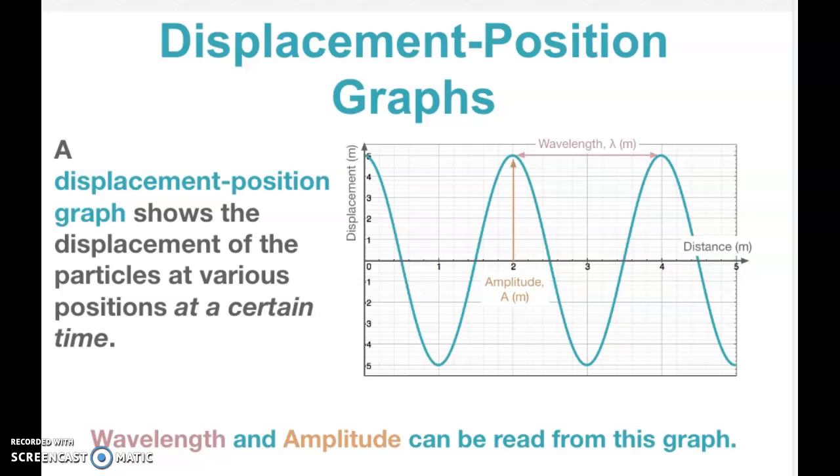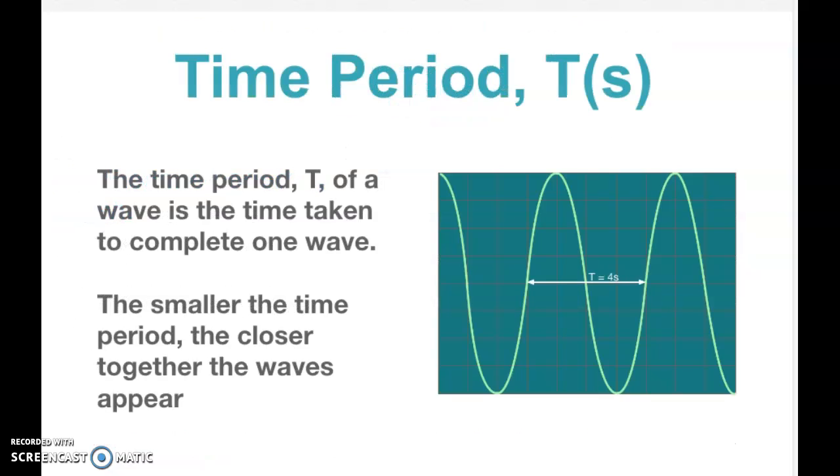So this is your first type of graph then, displacement distance graph. And you can always read wavelength and amplitude straight from these graphs. Now I'm going to quickly reintroduce some ideas from 4.1. We can also look at the time period, and you should remember that time period is the time taken for one complete oscillation. It also applies to travelling waves.